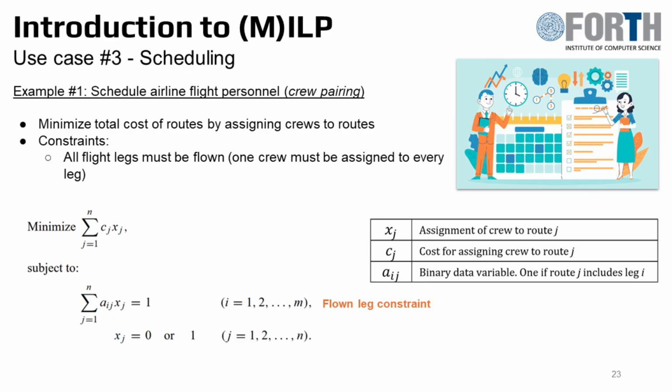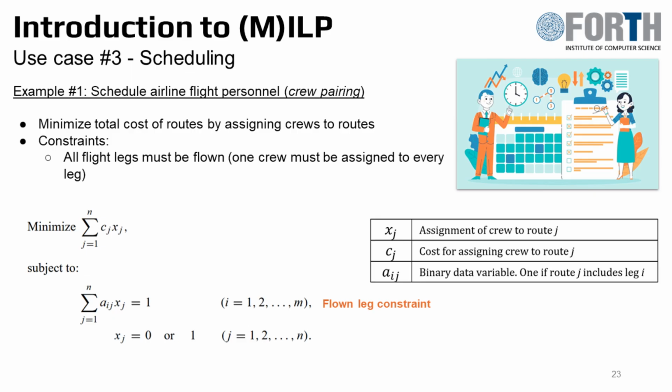The key modeling requirement is coverage. Every flight leg, which we defined earlier as an atomic segment that must be flown exactly once, must be covered by exactly one selected route. To capture this, we use a binary parameter that indicates whether a particular leg is included in a given route. Then, for each leg, we enforce a constraint stating that the sum of all selected routes containing that leg must equal 1. This ensures two things simultaneously. First, every leg is operated. Second, no leg is assigned to more than one crew.